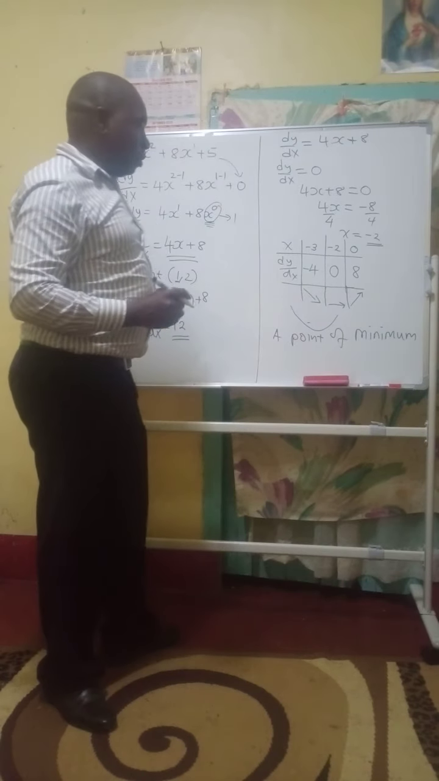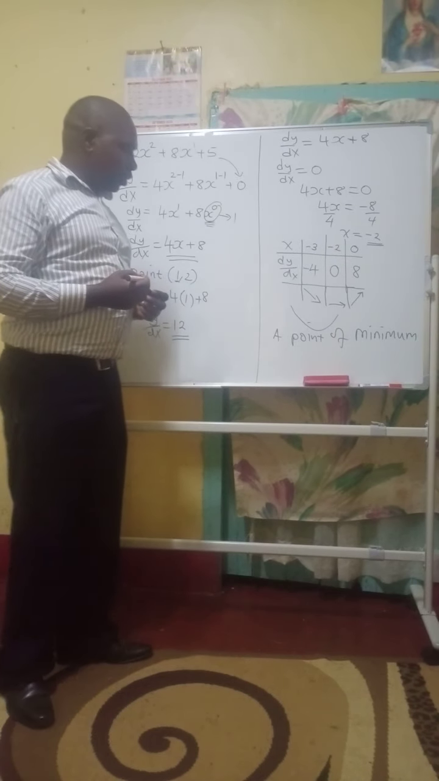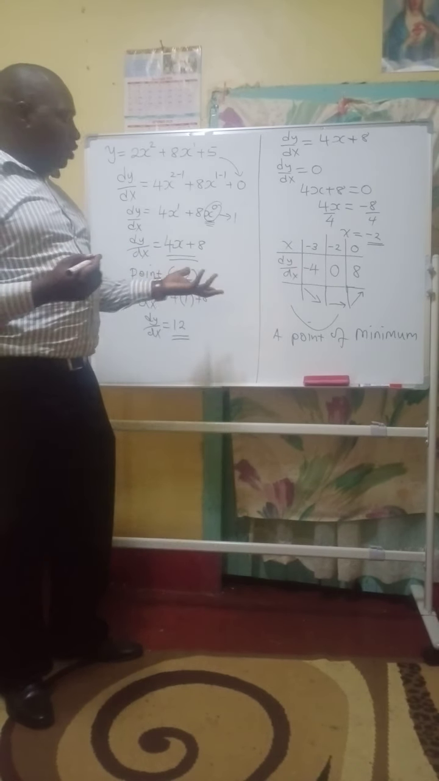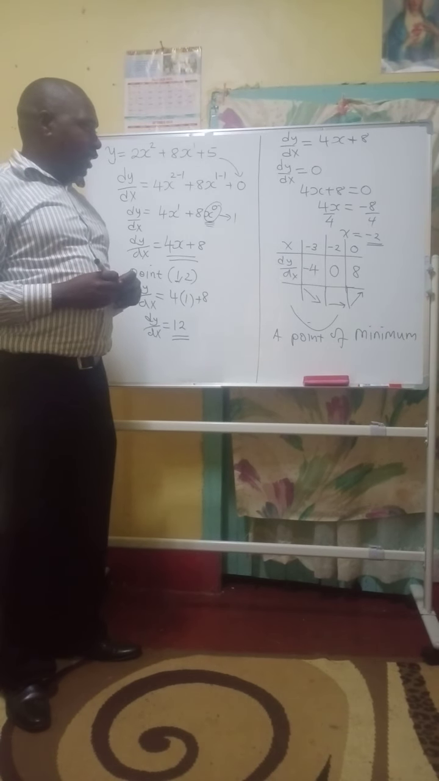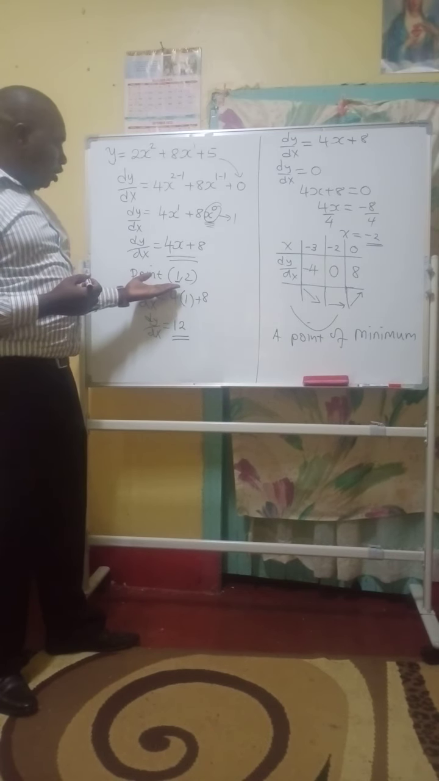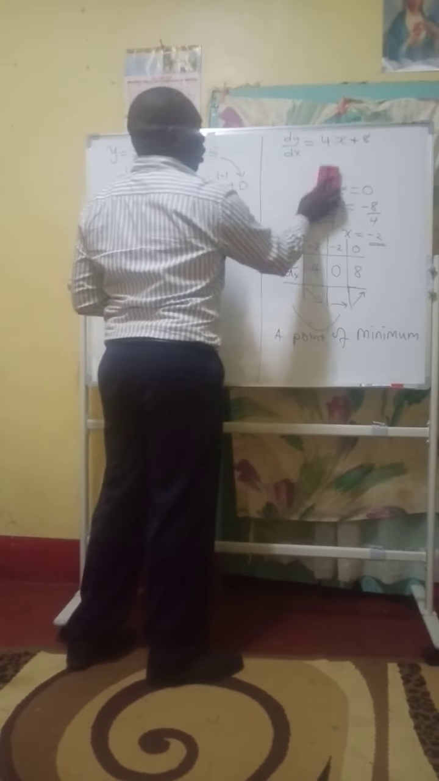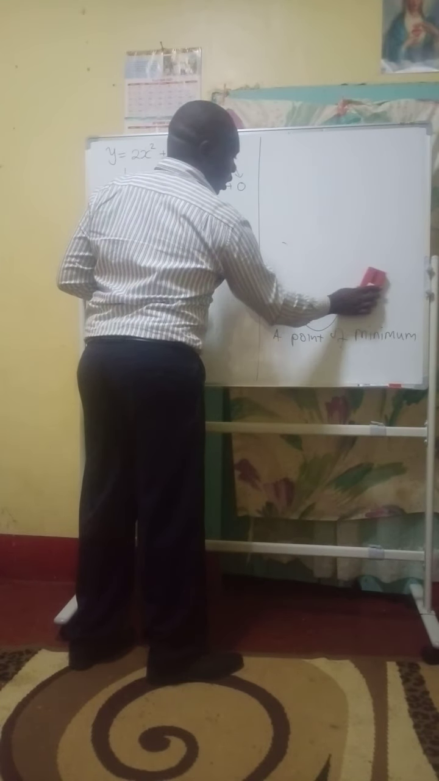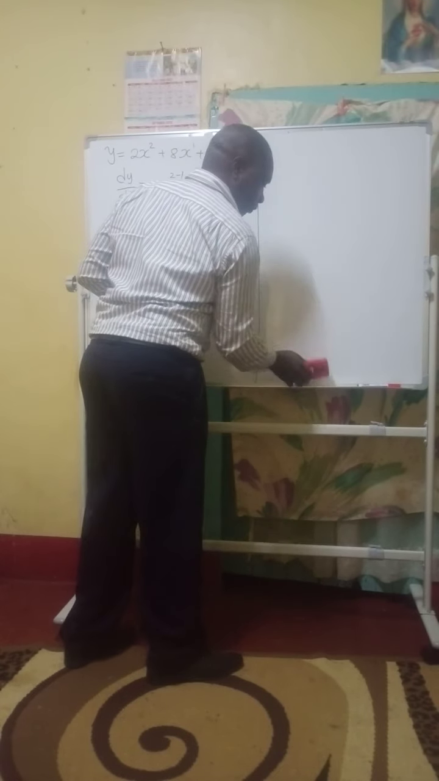It's a point of minimum because of how the curve is actually moving. Now, sometimes you may get an extension of this question where you are required to determine the equation of a tangent at a particular point. For example, we can pick our point 1, 2, and we try to determine the tangent to the curve at that particular point. And we can do it as follows.